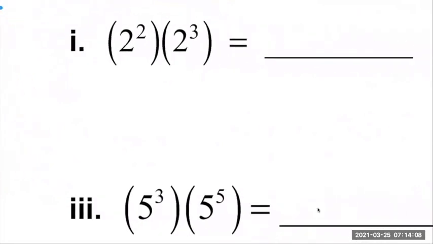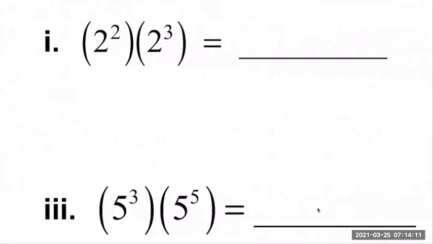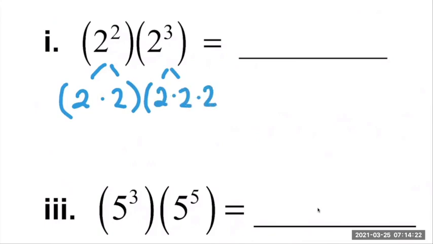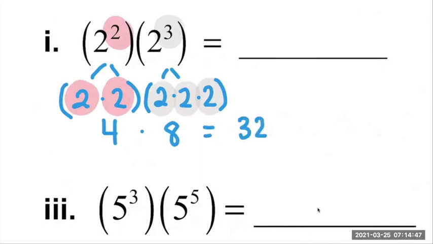So for example, when we're looking at 2 squared times 2 cubed, that's the same thing as saying 2 times 2, and then this one is 2 times 2 times 2. The 3 tells us that we have 3 2's, and the 2 tells us we have 2 2's. Now we can actually work through the multiplication. So 2 times 2 gives me 4, and then 2 times 2 times 2 gives me 8. So my answer here is 32.